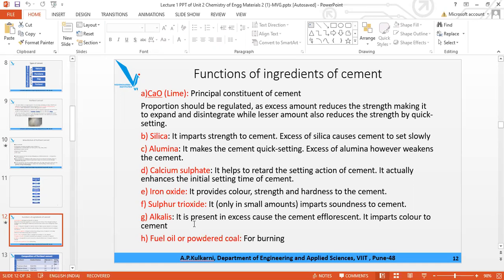Sulfur trioxide is used only in a trace amount. It imparts soundness to the paste.